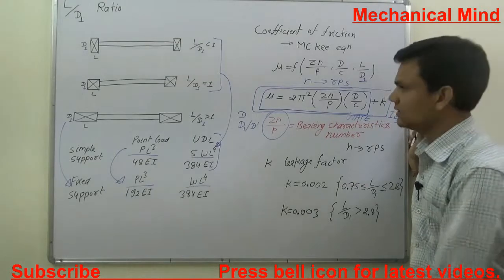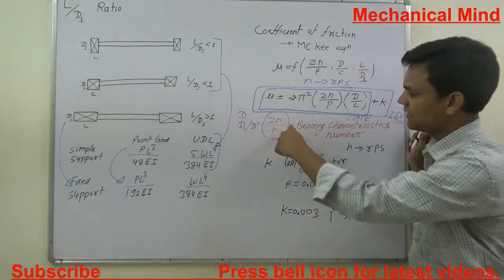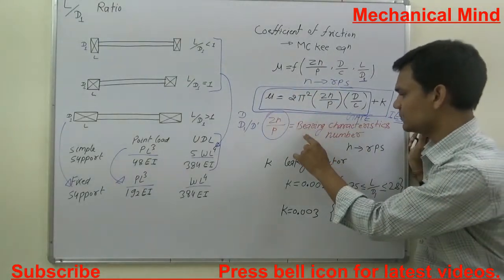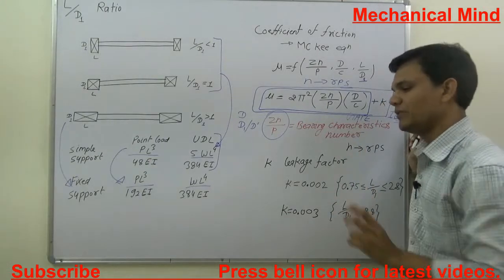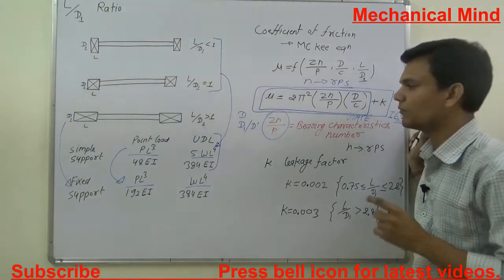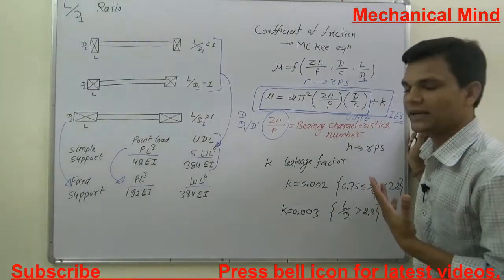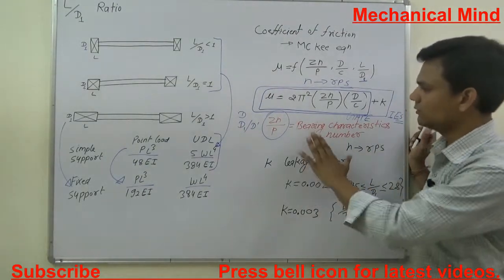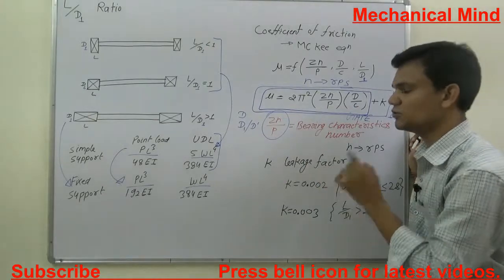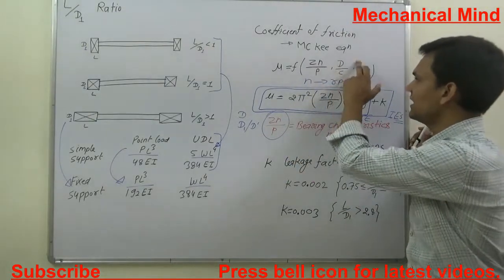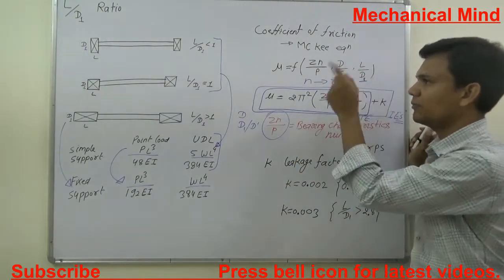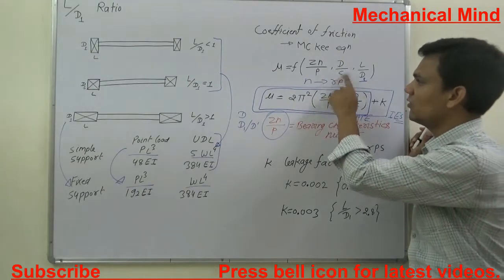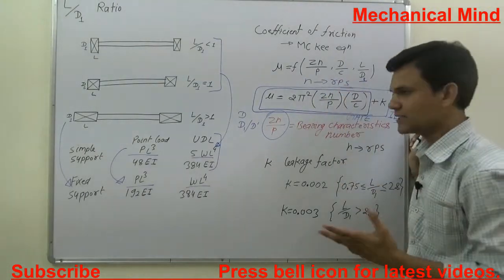The coefficient of friction is a function of Zn by P. Zn by P is known as the bearing characteristic number. We also use one more formula for the calculation of the bearing characteristic, the Sommerfeld number. This is Zn by P. We also use the Sommerfeld number, D by C, L by D1, where D1 is the diameter of the bearing, and N is in RPS, that is rounds per second.